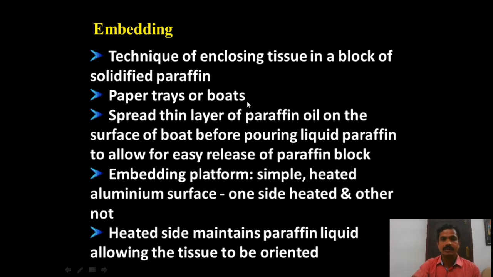Usually paper trays or boards are used for the embedding procedure for support. Before embedding, spread a thin layer of paraffin oil on the surface of the board before pouring liquid paraffin, to allow for easy release of the paraffin block. Otherwise, the paraffin block will stick on the paper tray. And the embedding procedure is done on an embedding platform.